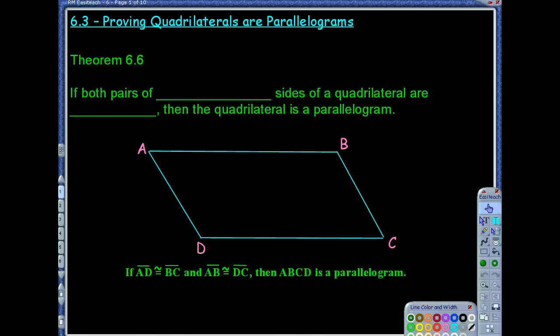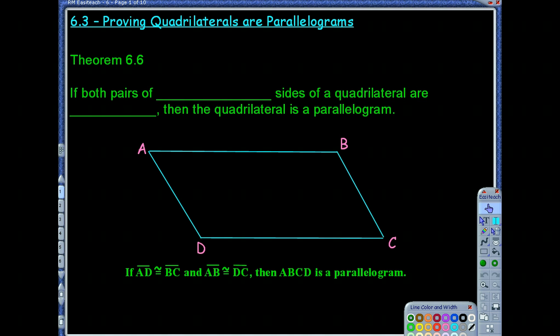Section 6.3 is going to continue this idea of parallelograms, but notice the title. It says proving quadrilaterals are parallelograms. So yesterday we gave you a parallelogram, and that meant opposite sides were parallel based on the definition. Opposite angles were congruent, opposite sides were congruent, all those different properties.